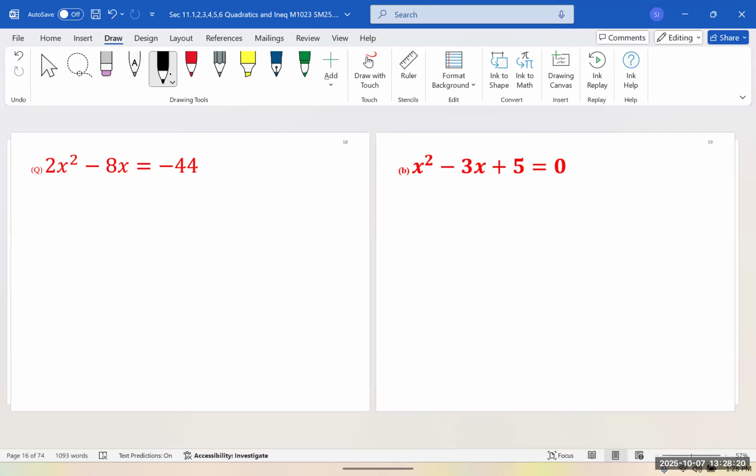But before you go for complete the square, what do you observe? You can factor out or you can divide by 2. And then you complete the square.